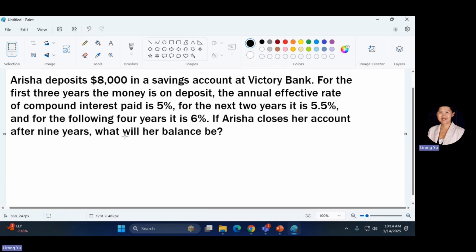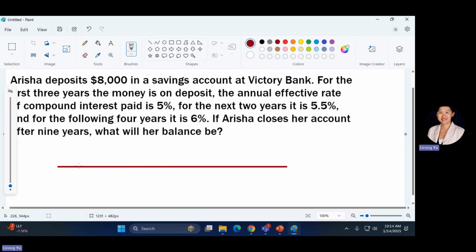All right, so the question says, if you're trying to study or figure out what was going on, the best way would be to have a timeline. And in this case, starting from time 0, we can see the first 3 years. So at time 3, between 0 and 3, this is a 3-year interval. The interest rate is 5%.